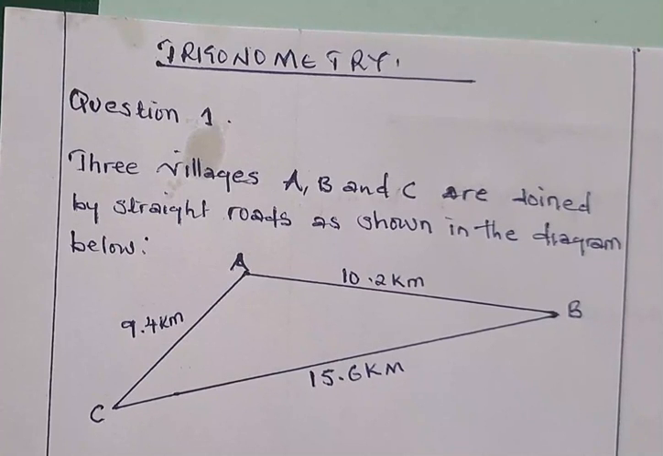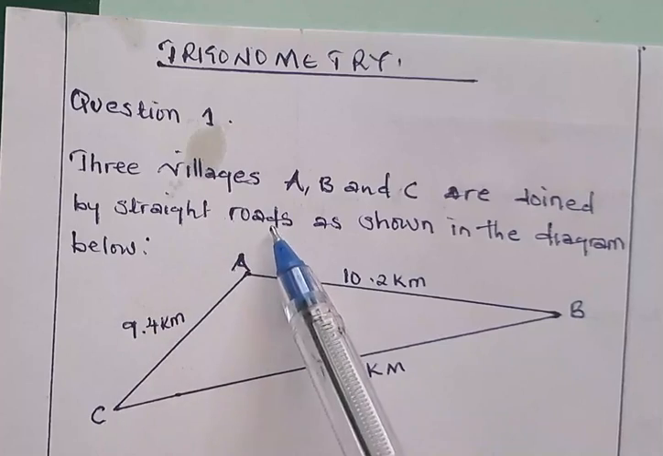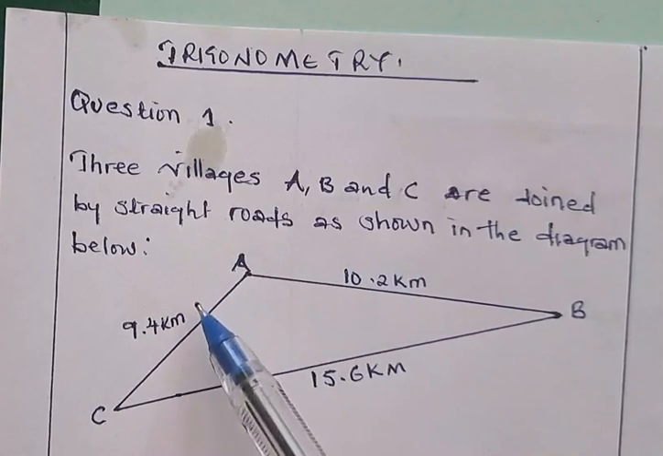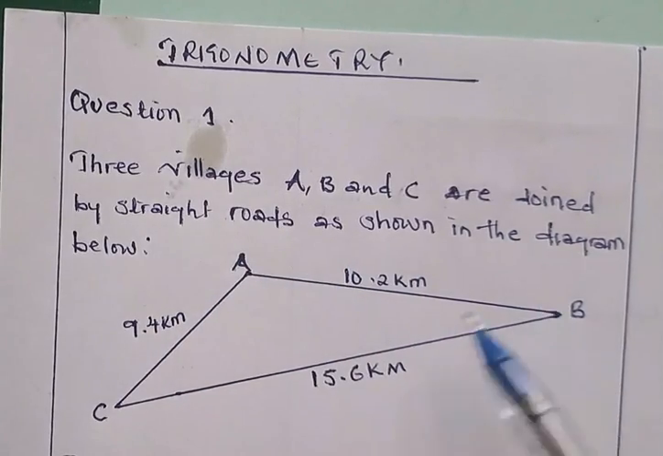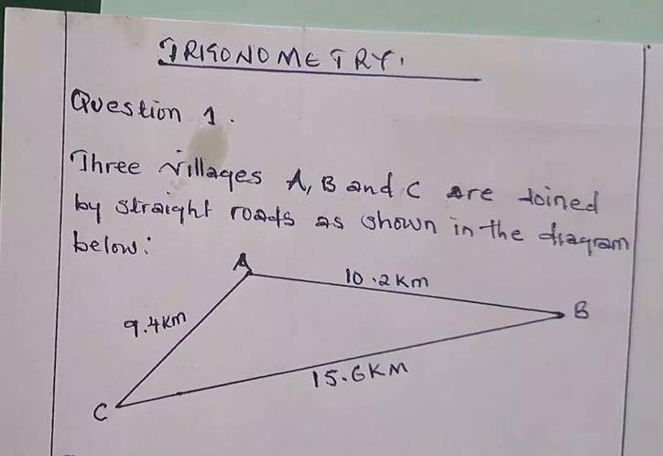So we have a question here that says three villages, that is A, B, and C, are joined by straight roads as shown in the diagram below. So we have A, B, and C there. So we see even the dimensions are given there.